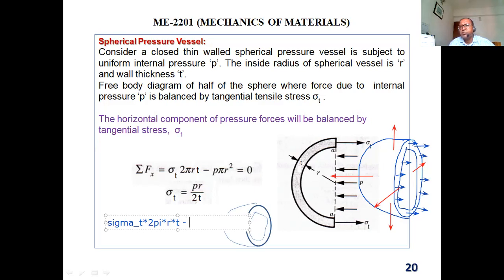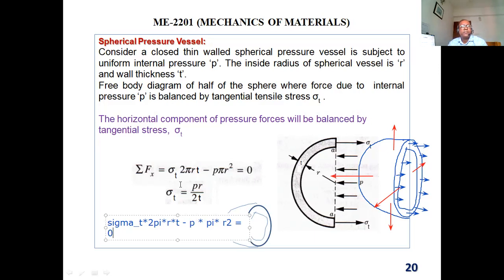Again, how will we get the force? Pressure times area. Pressure inside is P, and what will the area be? Pi times R squared. Something is wrong with my keyboard. Okay, power 2, R squared. This will be the force working toward the left side. This equals 0, which we put over here.